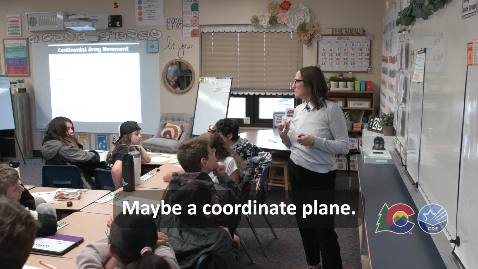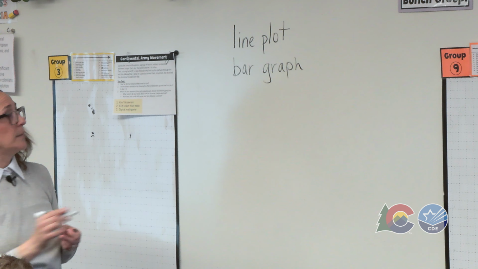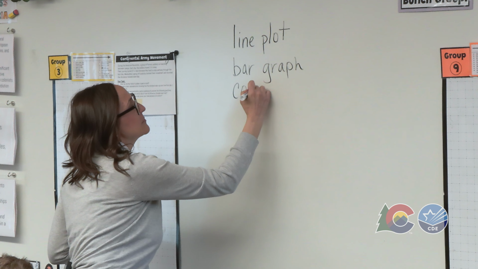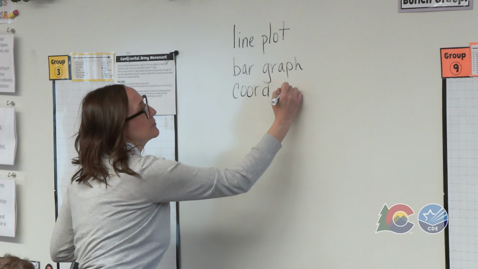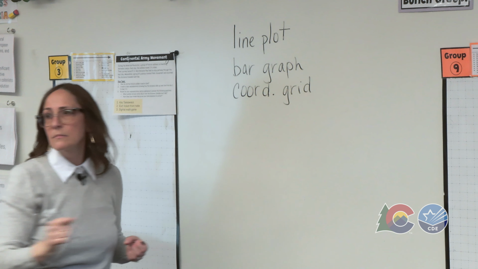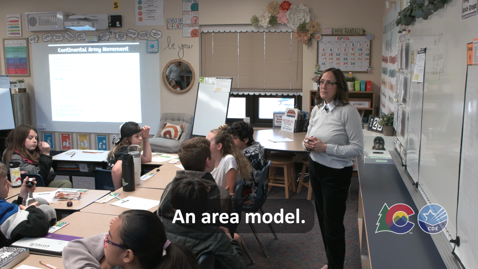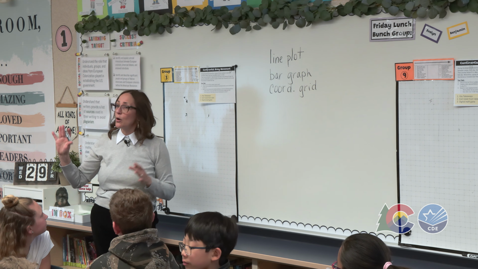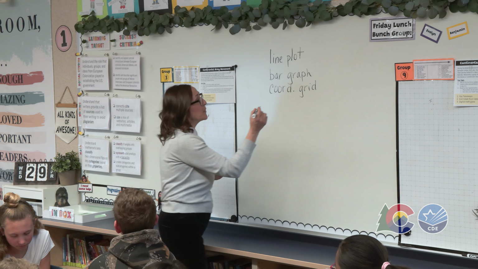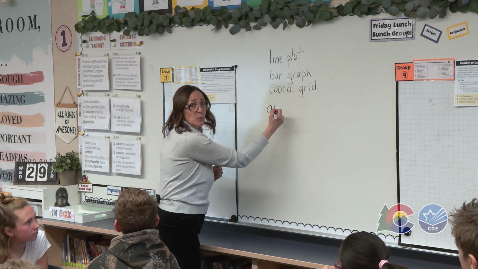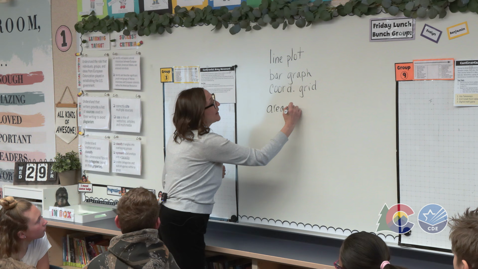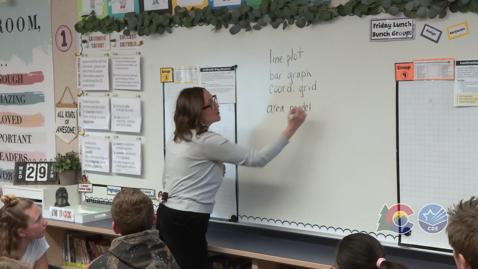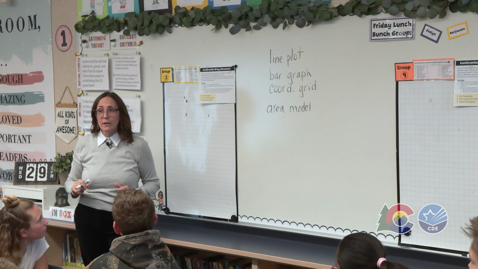Maybe a quarter plane. Okay. I'm going to do this. Does that work? Okay. Ryder? Area model. Okay. Is an area model going to represent data over time? I'm not sure, but I'm going to put it down here because it's a visual representation for sure. But then your group might have to just kind of decipher if that's going to work or not, right?